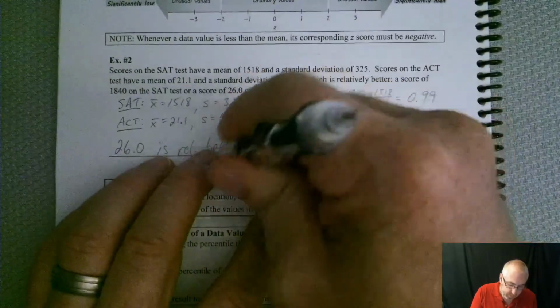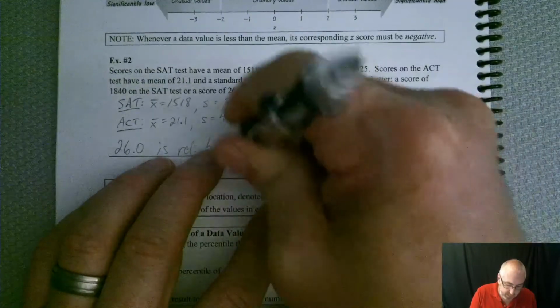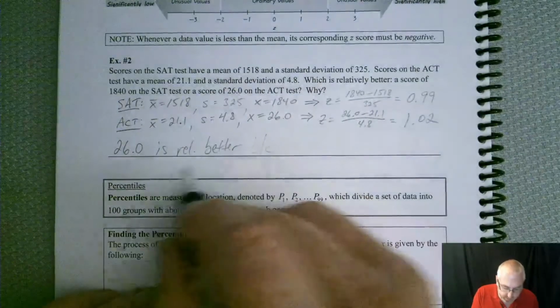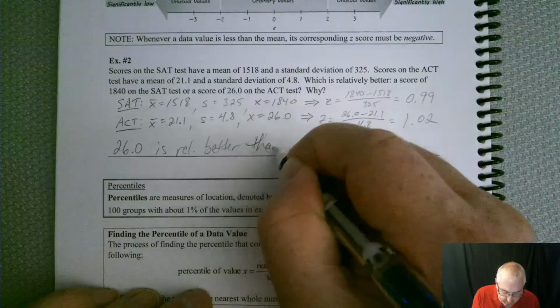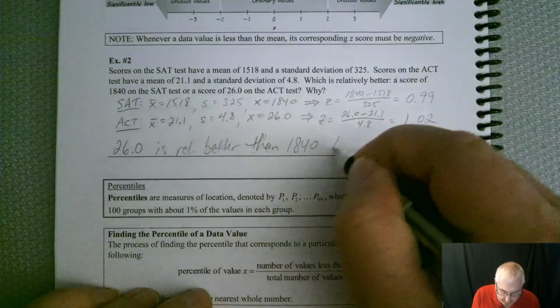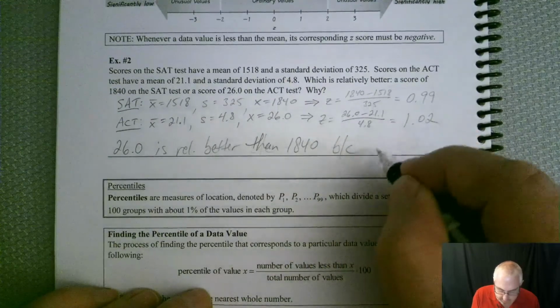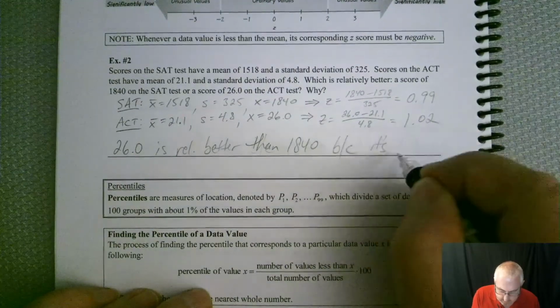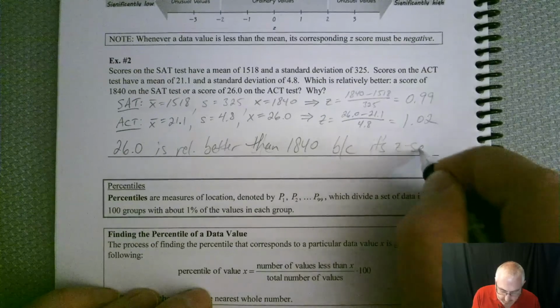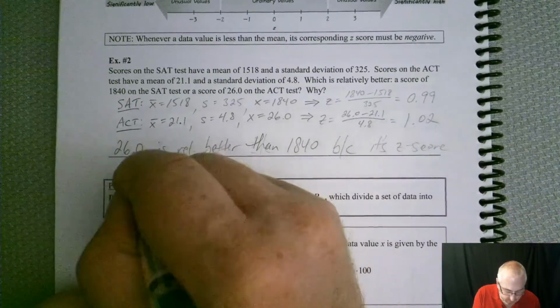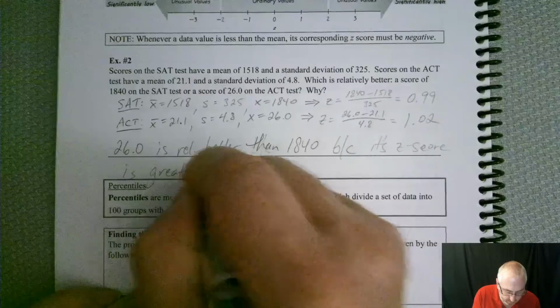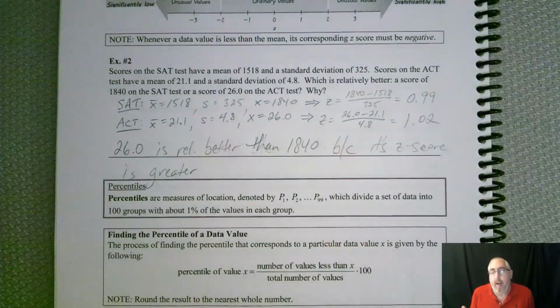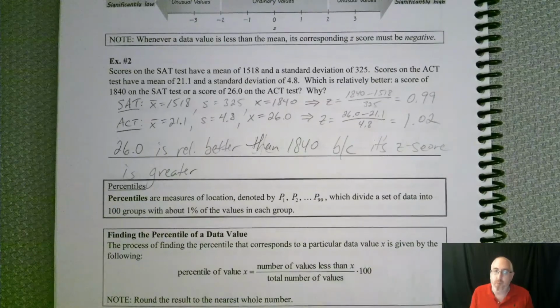Well, I'll try to be a little bit more explicit with my sentence here. It's better than 1840 because its z-score is greater. Again, you could try to be a little bit more descriptive than that, but hopefully you get the idea of where I'm coming from.